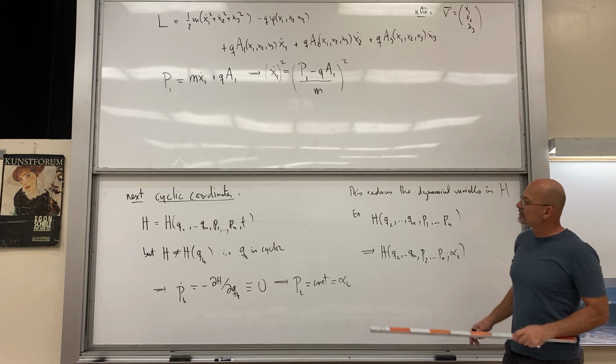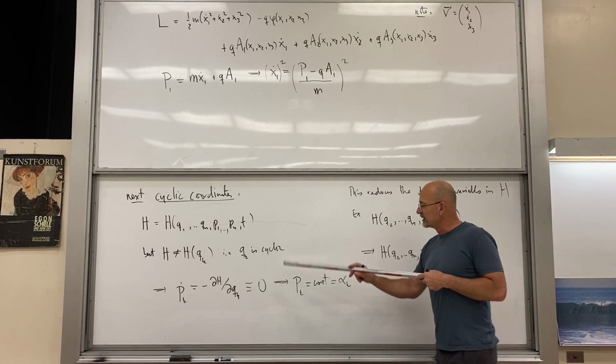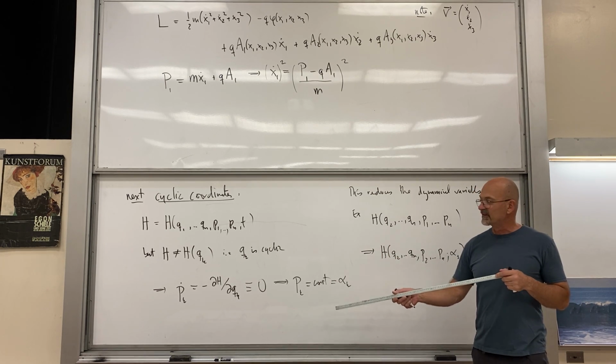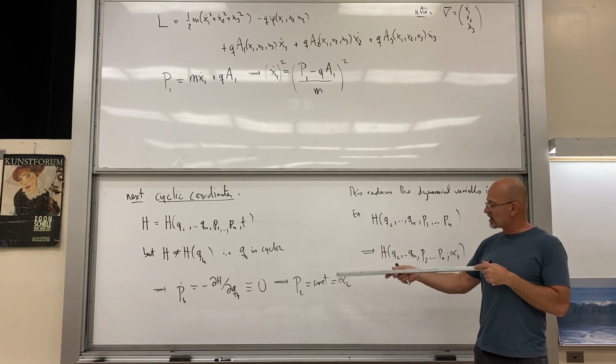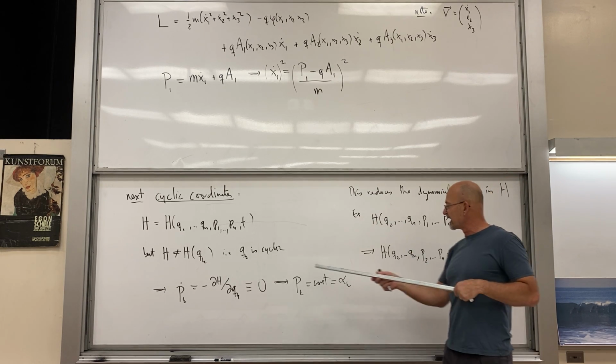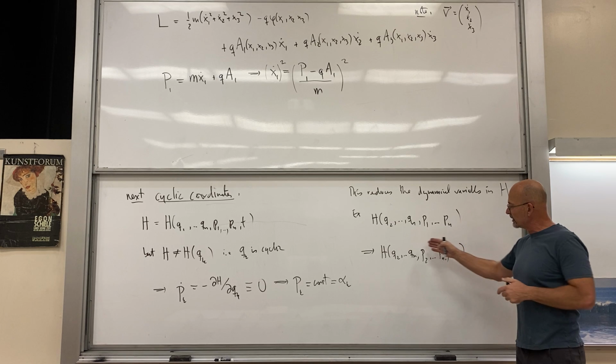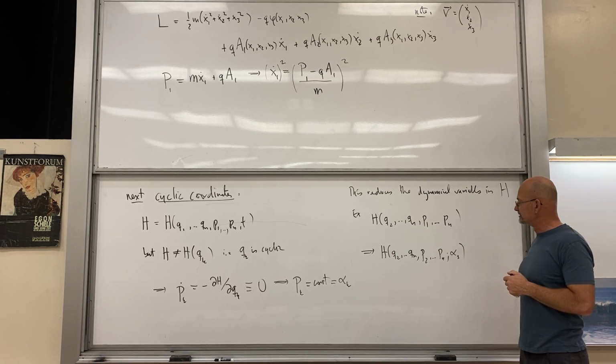So bottom line is, with cyclic coordinates you have the same benefit, the same relation to symmetries and conservation laws that you had in Lagrangian mechanics, but you can use it to reduce the number of variables systematically in your Hamiltonian.